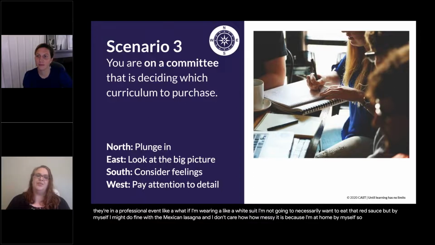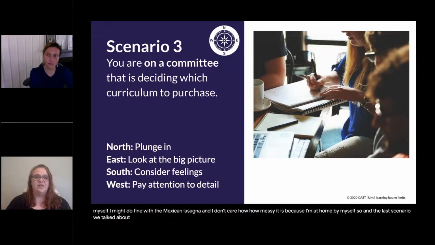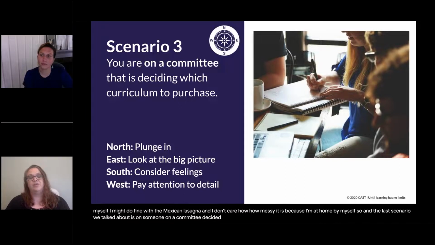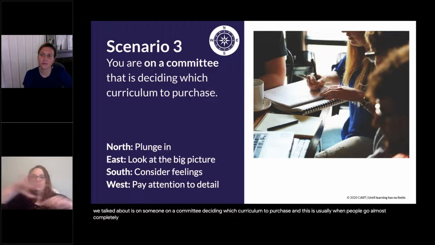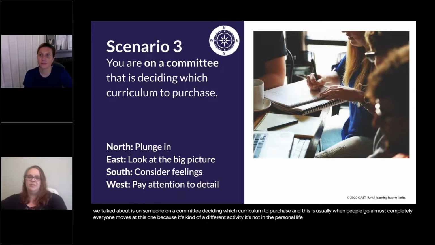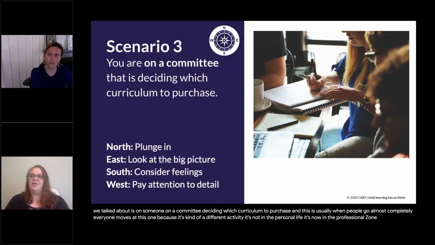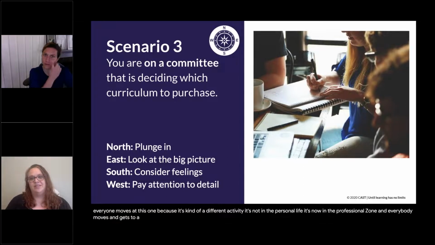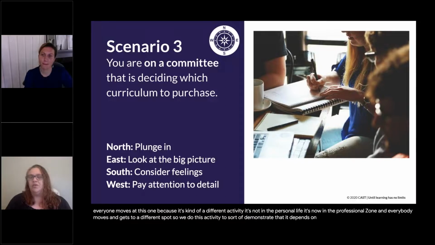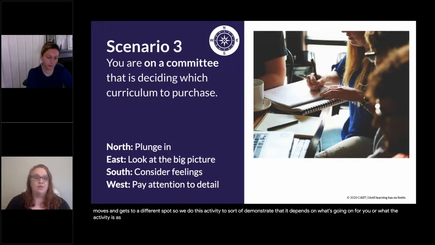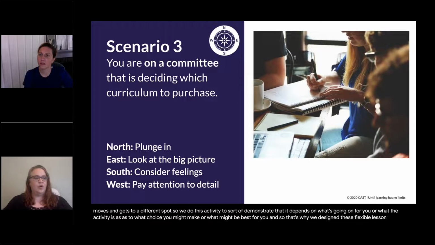And the last scenario we talk about is someone on a committee deciding which curriculum to purchase. And this is usually when people go almost completely, everyone moves at this one because it's a different activity. It's not in the personal life, it's now in the professional zone. And everybody moves and gets to a different spot. So we do this activity to demonstrate that it depends on what's going on for you or what the activity is as to what choice you might make or what might be best for you. And so that's why we design these flexible lessons that are open.